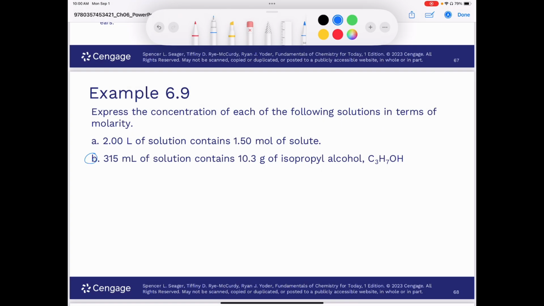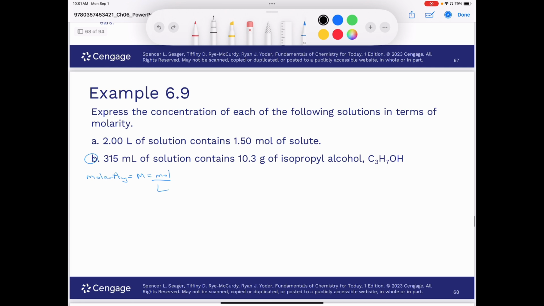Okay, so in B, they're saying a 315 milliliter solution contains 10.3 grams of isopropyl alcohol. Express the concentration in molarity. So remember, molarity, which is big M, is equal to the number of moles per liter. Well, they didn't give us the number of moles of isopropyl alcohol. They gave us the number of grams. They also didn't give us the volume of the solution in liters. They gave it to us in milliliters, but we can work this out.